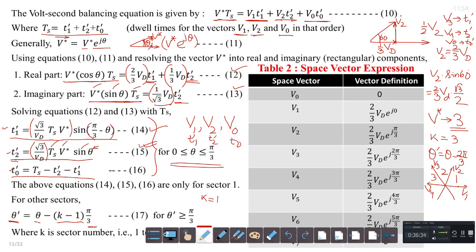And the space vector expressions: let us write V0, which is a zero voltage. What is V1? Its magnitude is 2 by 3 Vd, it is the reference, so angle is 0. V2 magnitude is also 2 by 3 Vd, at an angle pi by 3 with V1. V3 magnitude is also 2 by 3 Vd, at an angle 2 pi by 3 with V1. V4 magnitude is 2 by 3 Vd, at angle pi with V1. Similarly, we get V5, V6 and V7 is a zero voltage vector. So, this is how space vector voltages are defined.